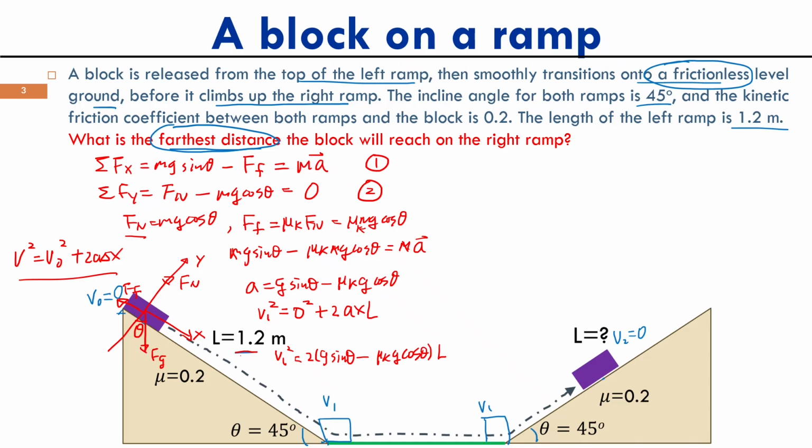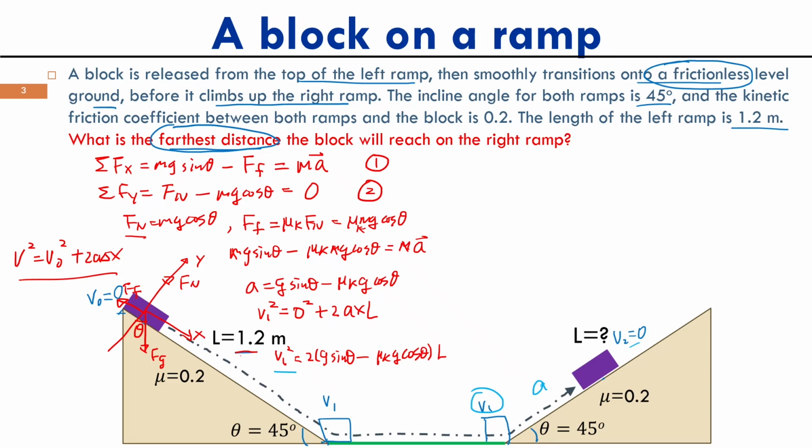All right, so now let me change to a different color. I know my block's velocity does not change on this frictionless level ground. So the velocity when the block enters or climbs the right ramp is going to be the same velocity as v1 here. So the velocity here is v1 too. And the final velocity when it climbs the furthest is 0. So as long as I find the acceleration during this motion, I can find the length. So how do I find the acceleration?